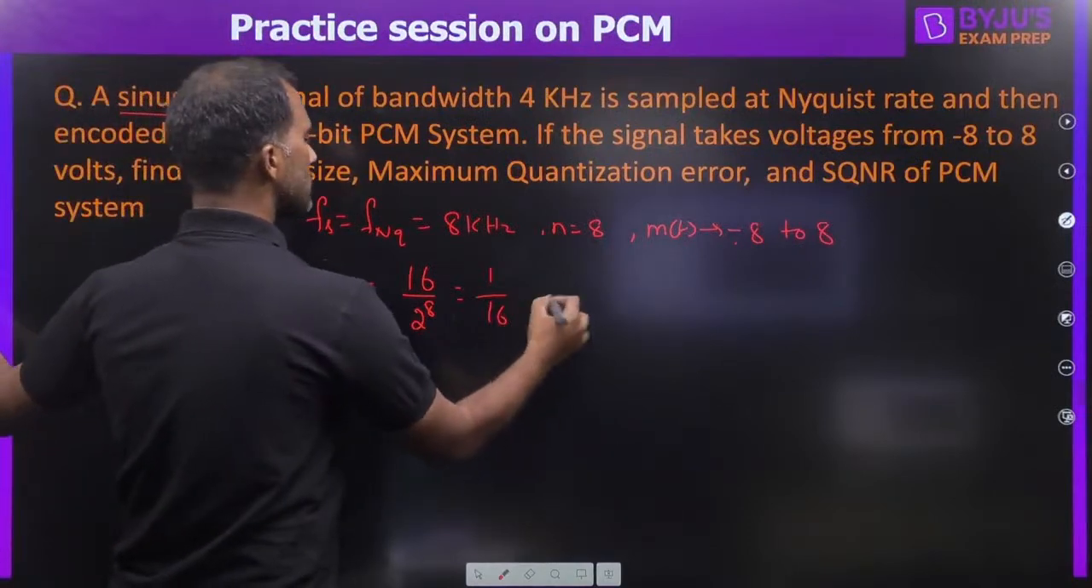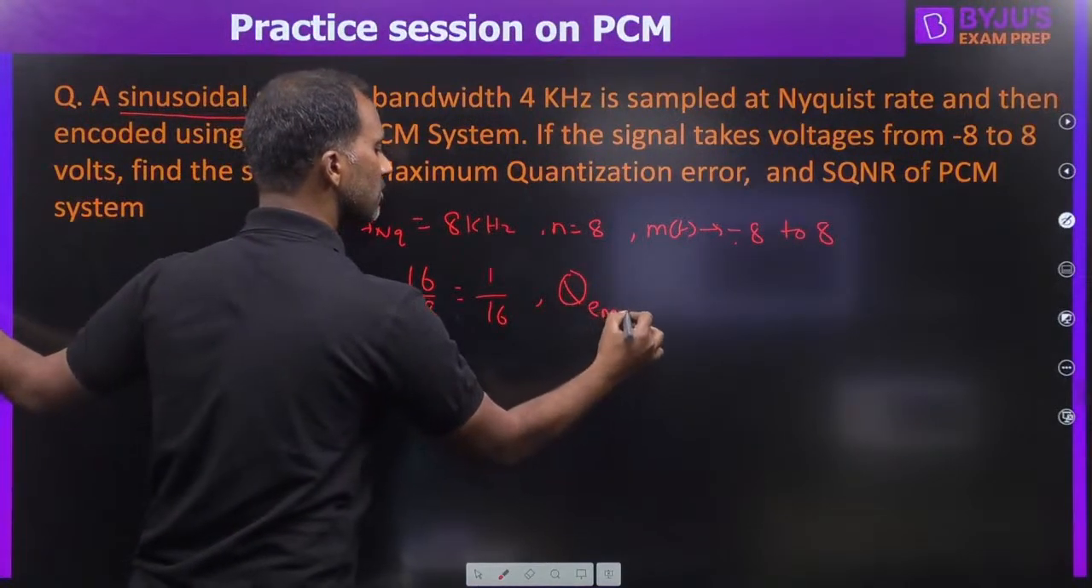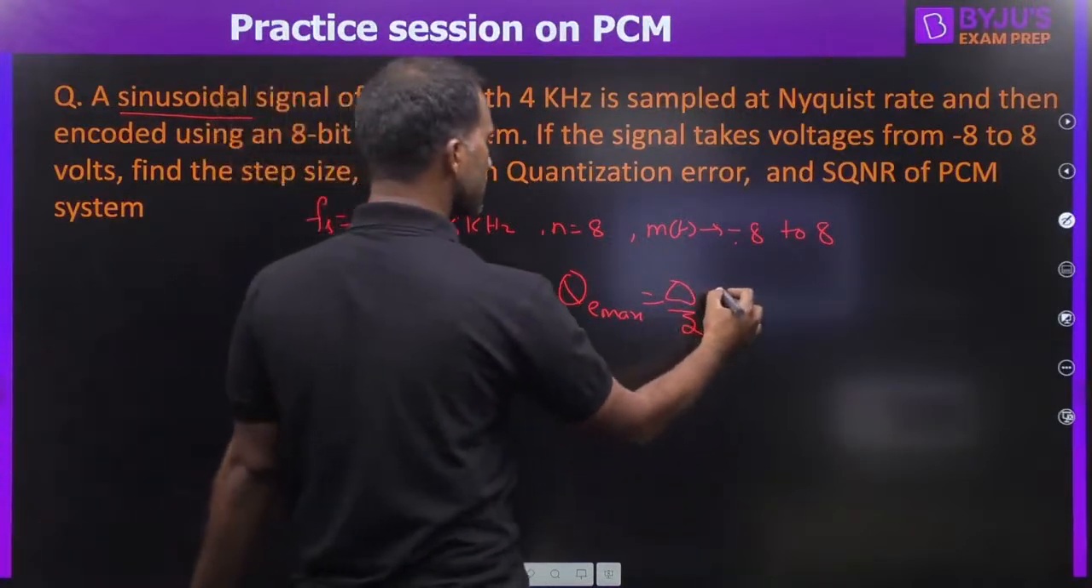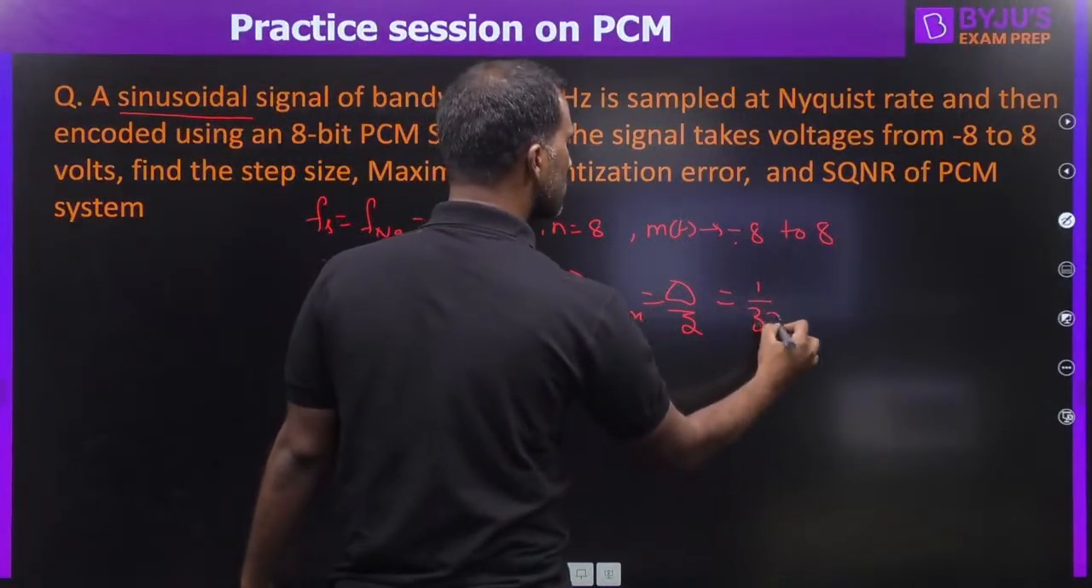Okay, wonderful. What is the maximum quantization error? We know it's very simple stuff. It is half of the step size. The maximum error possible is half of the step size, which is 1 by 32 volts.